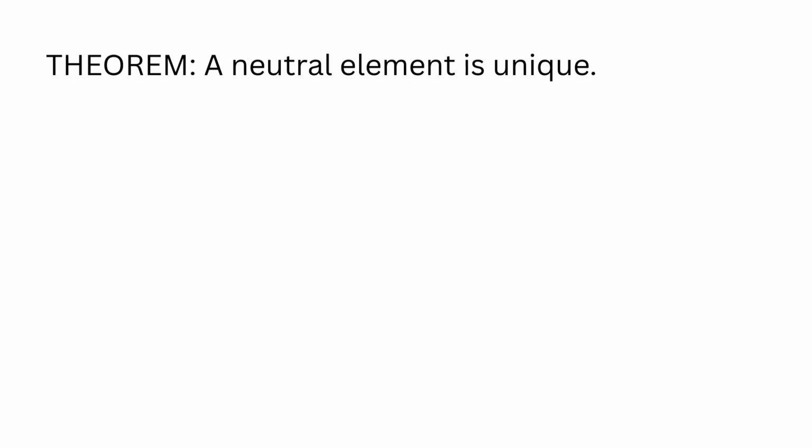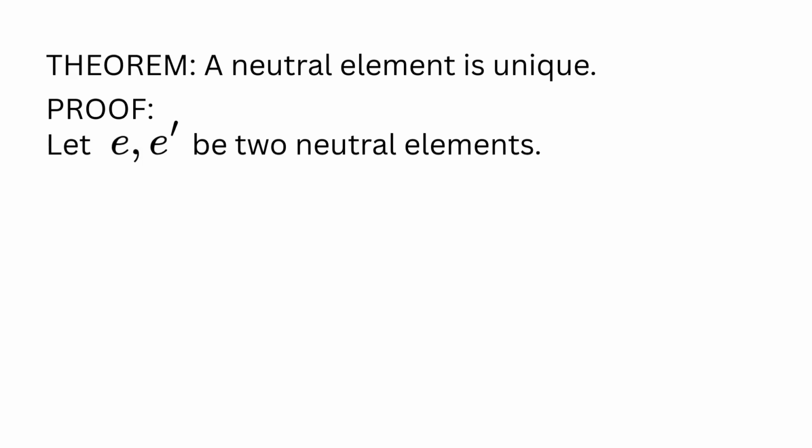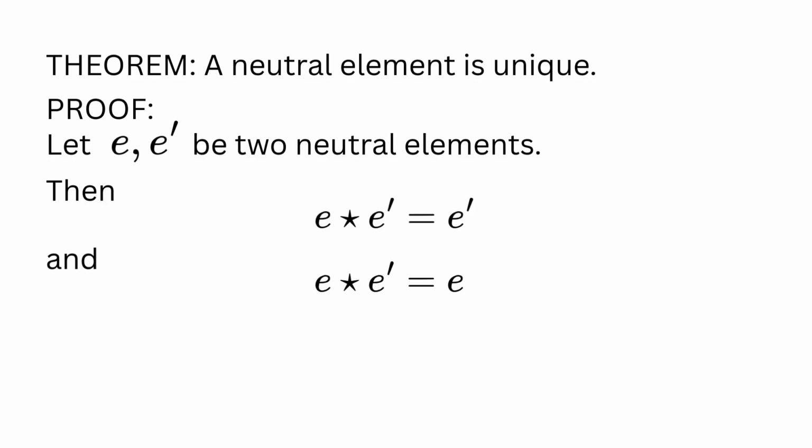It is easy to see that if an operation has a neutral element, then it must be unique. Say that E prime is a second neutral element. Then, E star E prime equals E prime since E is a neutral element, and E star E prime equals E since E prime is a neutral element.